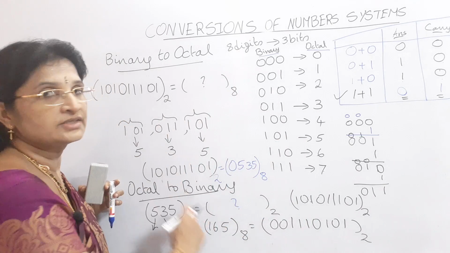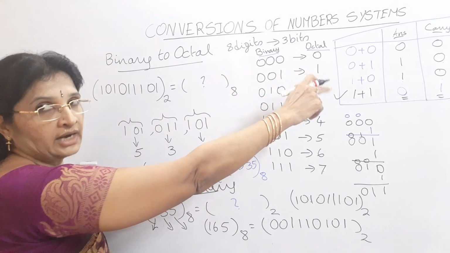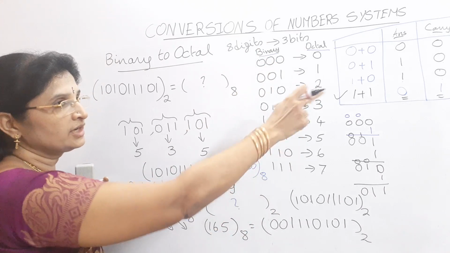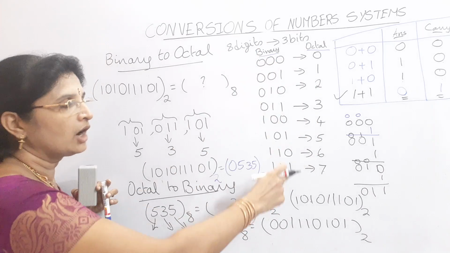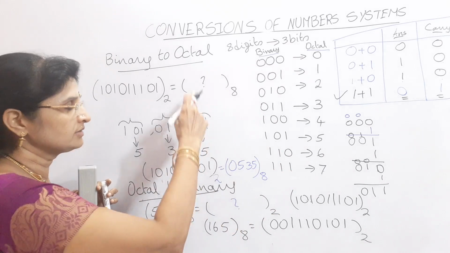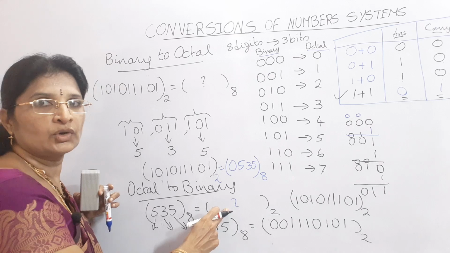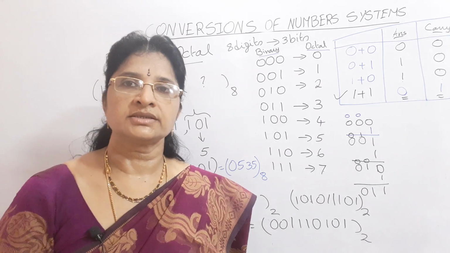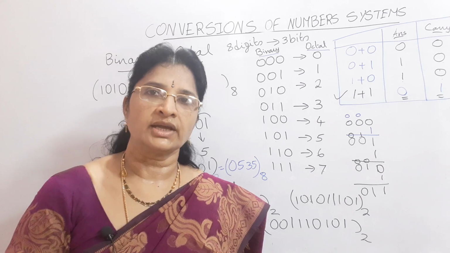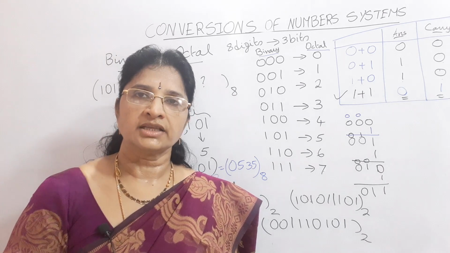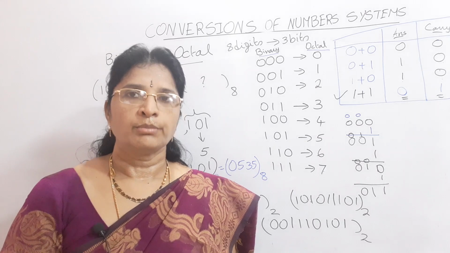So all these things will be done based upon the addition of the binary bits and this table. So this is important. You should understand how to calculate this table. If you get this one, this is very easy. Okay. So this is how you can convert the binary number to octal number, and also another conversion is octal to binary.